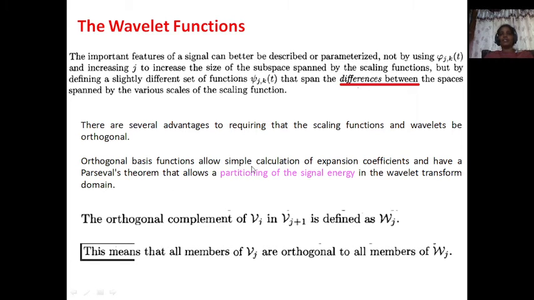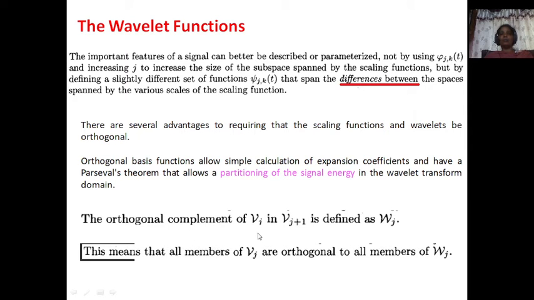Orthogonal basis functions allow simple calculation of expansion coefficients and have a Parseval theorem that allows partitioning of a signal's energy in the wavelet transform domain. How the energy is going to be distributed among all the coefficients relevant to the wavelet functions and scaling functions was done by the Parseval theorem.